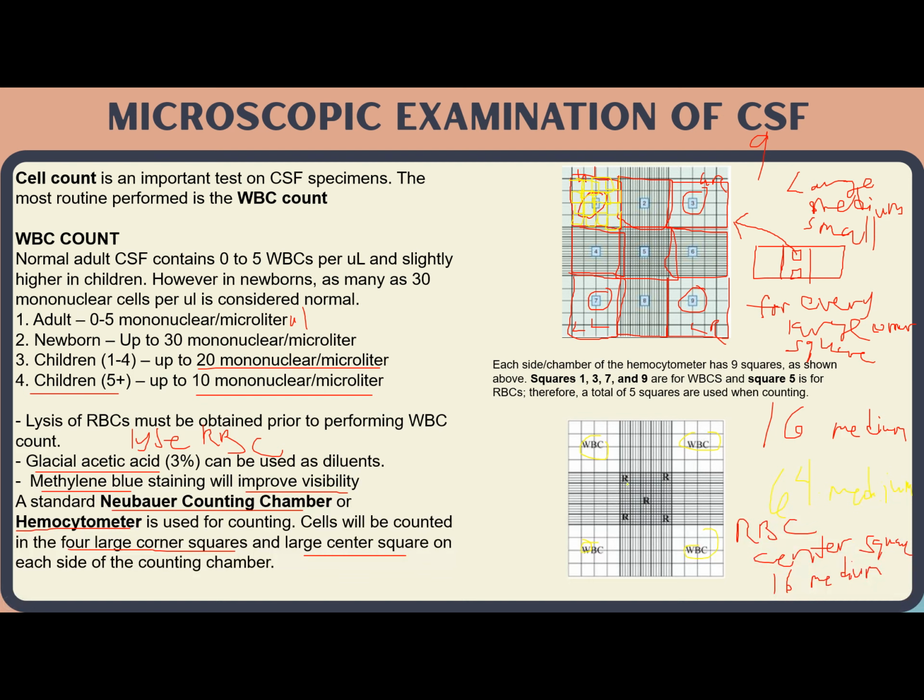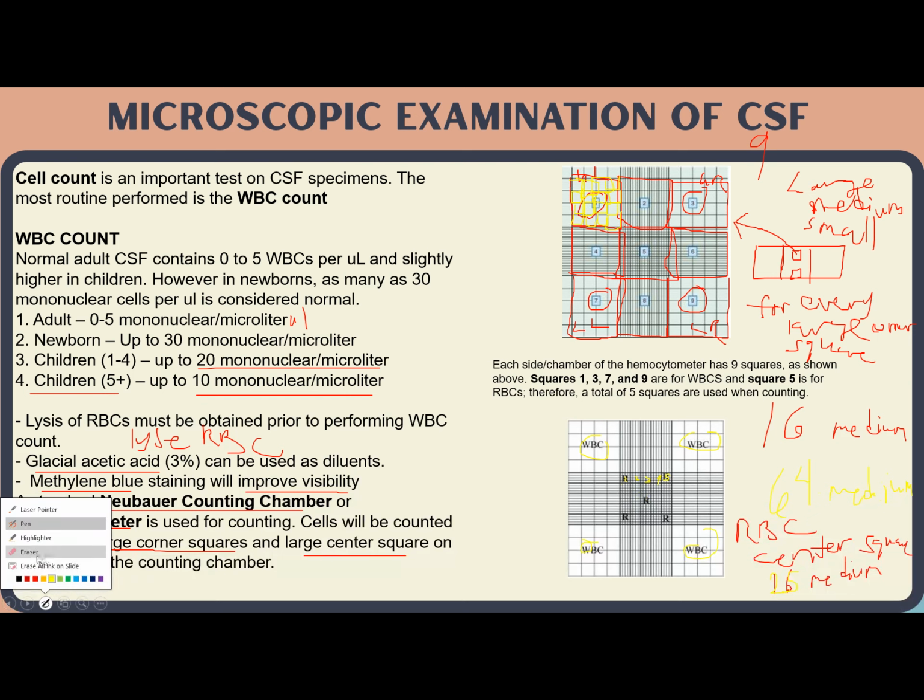So for you to be enlightened, let me repeat, it's composed of 25 medium squares. 1, 2, 3, 4, and 5. 5, 10, 15, 20, 25. For a total of 25 medium squares. Now, what you would be counting here, class, is the upper left, upper right, lower left, lower right, and the center. Again, for the RBC count, you're going to focus on the center square.